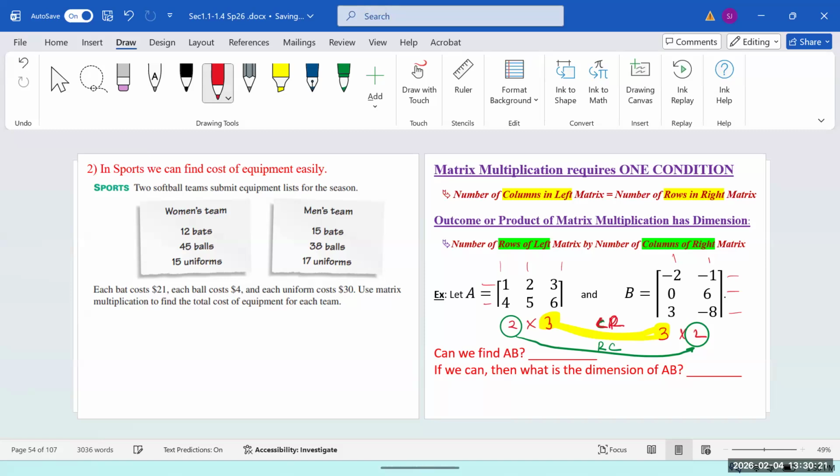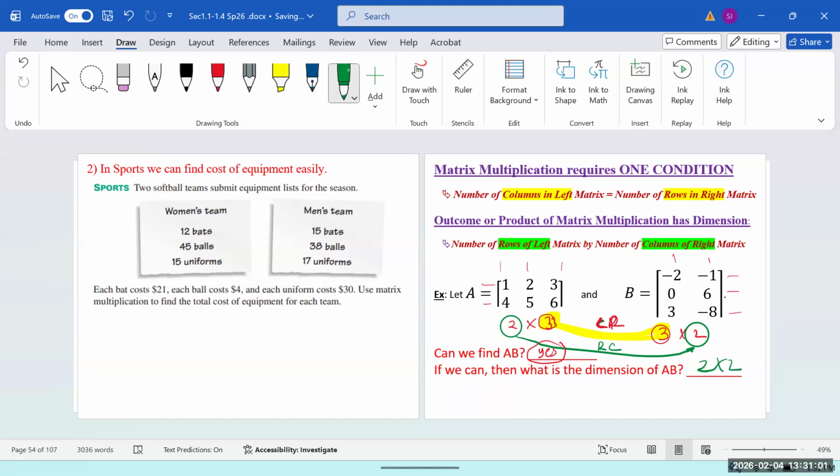For example here, since this number of columns is the same as the number of rows here, can we find AB? Means, can we multiply A times B? The answer is yes. We can multiply A by B because the number of columns in A is the same as the number of rows in B. Now when you multiply, what will be the dimension of your resulting matrix? It will be the number of rows in the A matrix by the number of columns in the B matrix. So in this case, we have 2 rows and 2 columns. So it will be 2 by 2.